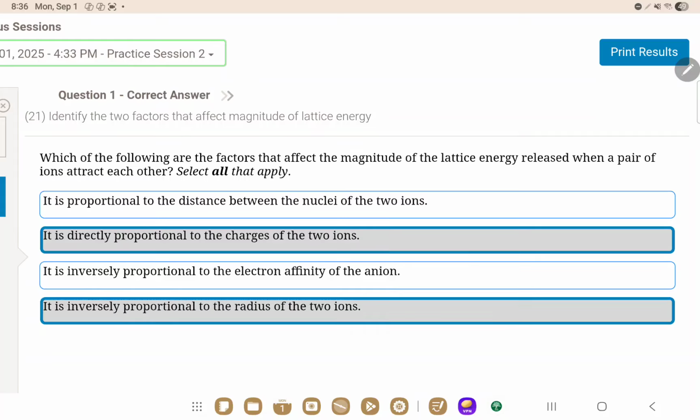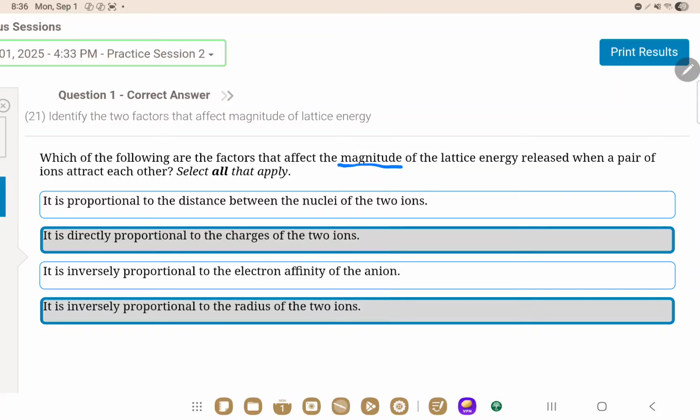Now, I will be explaining every single question, but some aren't required, and there is one question along the way that is wrong, which I will tell you about when we reach it. And let's start. Based on the first question, I think it's one of the questions that's not required of us, but we're gonna read it anyway. Which of the following are the factors that affect the magnitude? So we need the magnitude of the lattice energy released when a pair of ions attract each other.